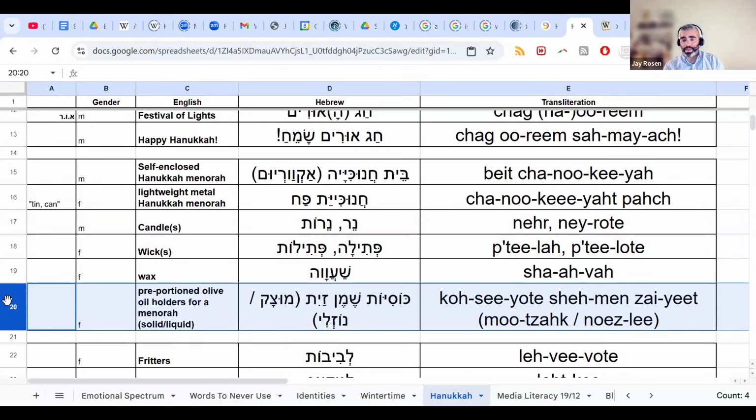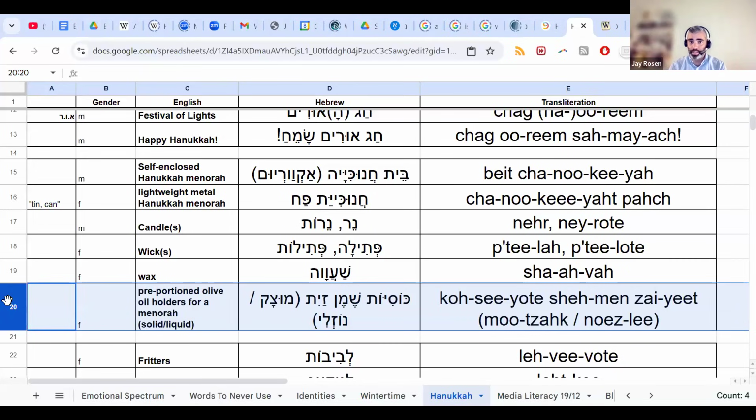The kosiot shemen zait. You'll often see this time of year rectangular boxes, cardboard boxes, or sometimes plastic containers that look almost like they should be containing eggs, but instead they're holding individually apportioned kosiot shemen zait. These little cups, kosiot shemen zait, of olive oil. Okay, and they come either mutzak, solid, or nuzli, liquid.